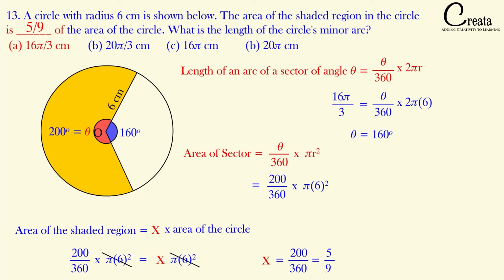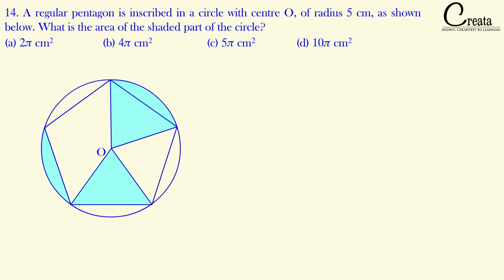Now you can again solve the question in the normal order without going in the reverse order. The answer will be option A, that is 16 pi upon 3 centimeter. So we have done with this question. Let's move to next question. Further, let's go to question number 14. This is the question. Pause the video and try to solve this question.